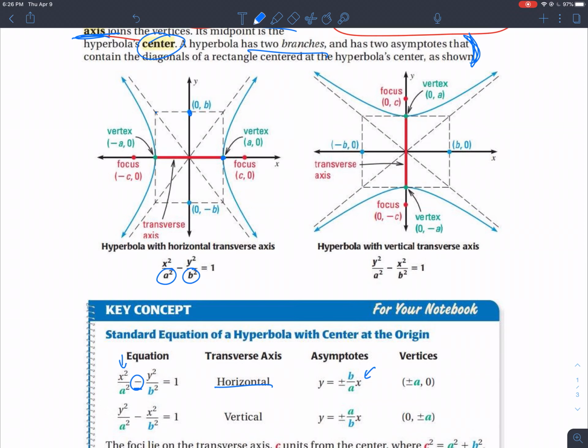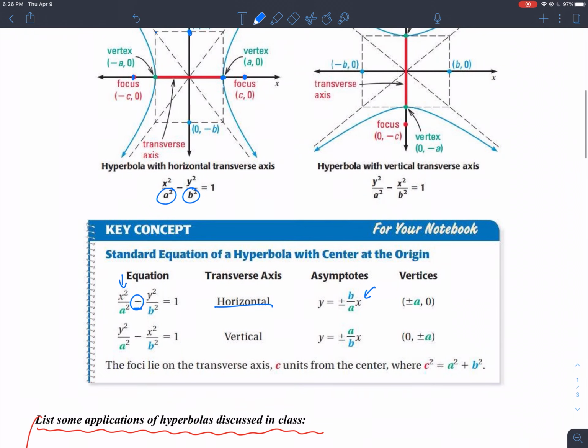So how do I get c? Because there's still a focus, and focus is still associated with letter c. How do I get that? Well, we had a formula for ellipses. The formula for ellipses was c squared equals a squared minus b squared. a was always bigger than b, and you got some number. In this case, for a hyperbola, it's actually a plus.